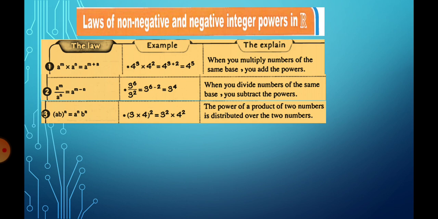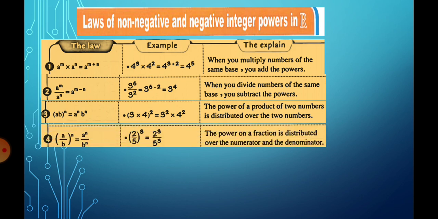(ab) to the power n: here we distribute the power to the two numbers, then we can write (ab) to the power n equals a to the power n times b to the power n. Like 3 times 4, that is 12. If we have 12 to the power 2, it will be (3 times 4) to the power 2, which is 3 to the power 2 times 4 to the power 2.